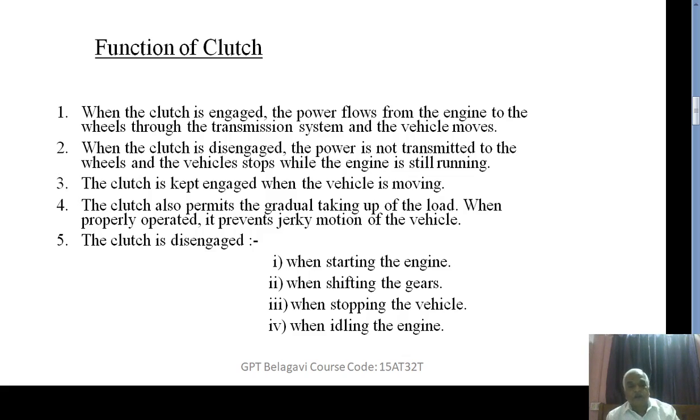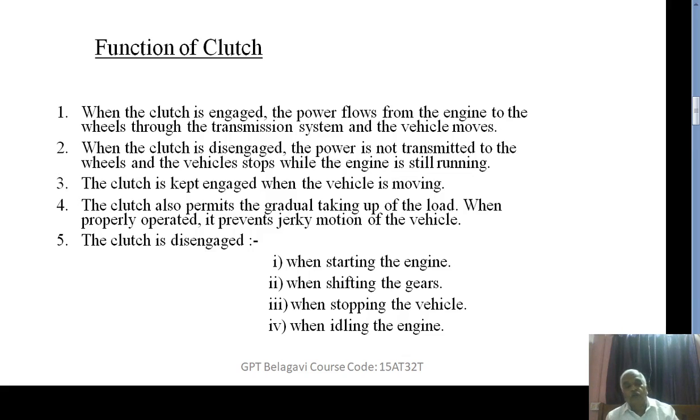Then the third one, when stopping the vehicle. To stop the vehicle, we are applying the brakes. So suppose if you apply the brakes fully without holding the clutch pedal, then the engine will stop. Therefore, even during braking conditions, in order to keep the engine in running condition, we have to operate the clutch pedal. It means first we have to operate the brake pedal fully, then we have to operate the clutch in order to keep the engine in running condition.